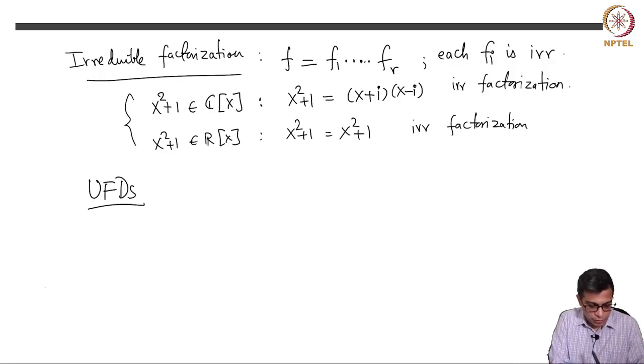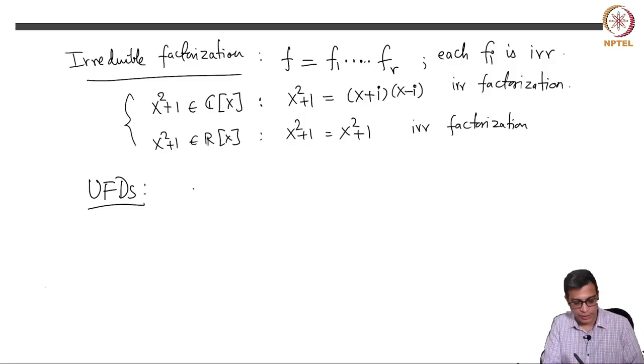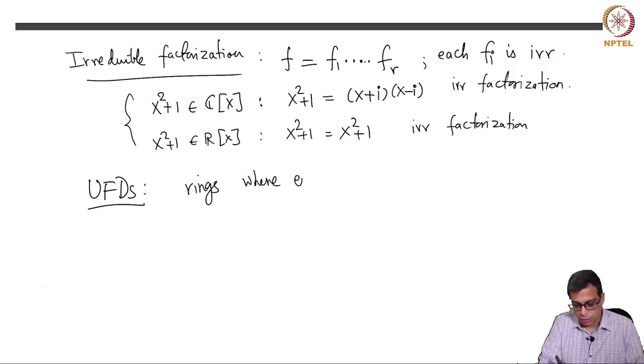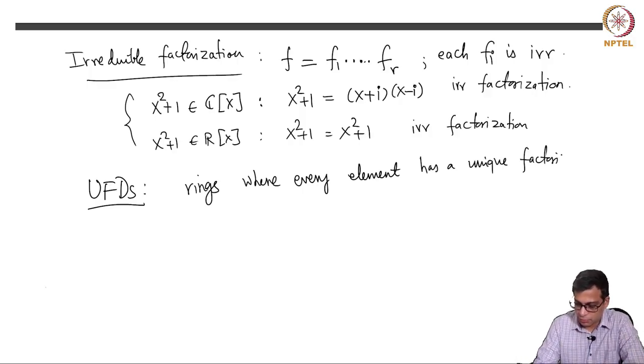UFDs are rings where there is a unique factorization. I don't want to again define UFDs in full generality, but quickly, the definition of a UFD is that they are rings where every element has a unique factorization into irreducibles.